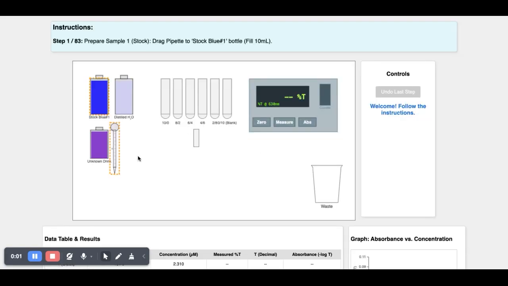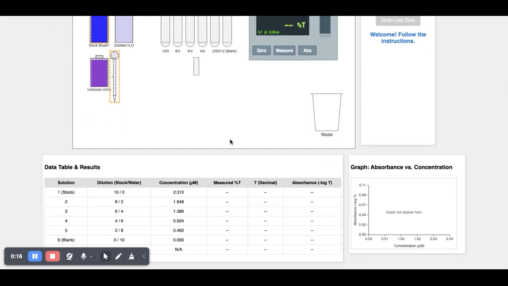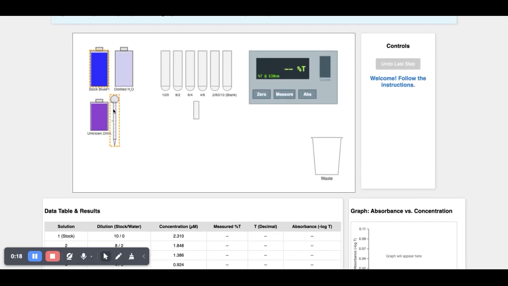Today we are performing the spectrophotometry simulation to determine the concentration of an unknown solution. The purpose of this experiment is to use Beer's law to relate absorbance to concentration and use a calibration curve to find the unknown. So first I will prepare a series of test tubes to find the concentrations by diluting the stock blue number 1 dye solution with distilled water.